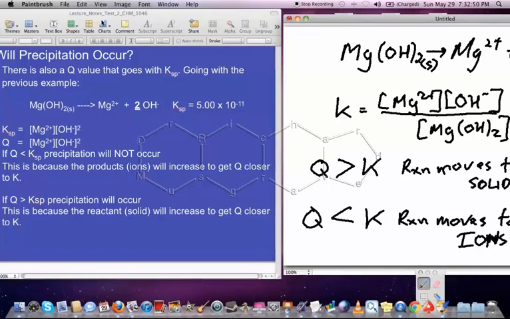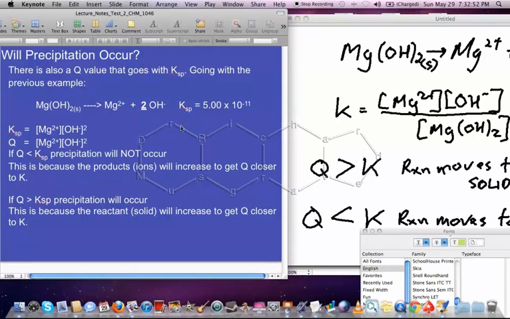We can also use Ksp to predict whether or not a reaction will occur. What we're talking about here is whether or not precipitation will occur given certain concentrations of ions. Now we've got our Ksp expression here, and we can also, in place of that, put a Q. That would mean that we're not at equilibrium if we're talking about Q.